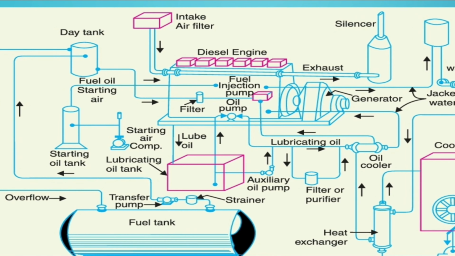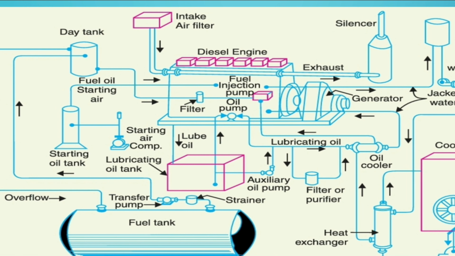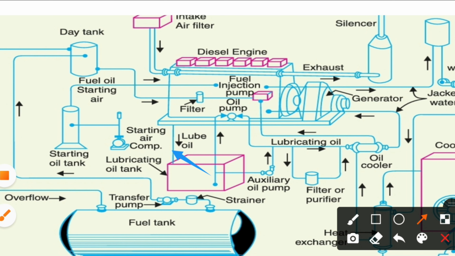Engine starting system. This is an arrangement to rotate the engine initially until firing starts and the unit runs with its own power. Small sets are started manually by handles, but for larger units, compressed air is used for starting. Air at high pressure is admitted to a few of the cylinders, making them act as reciprocating air motors to run the engine shaft. The fuel is admitted to the remaining cylinders, which makes the engine start under its own power.